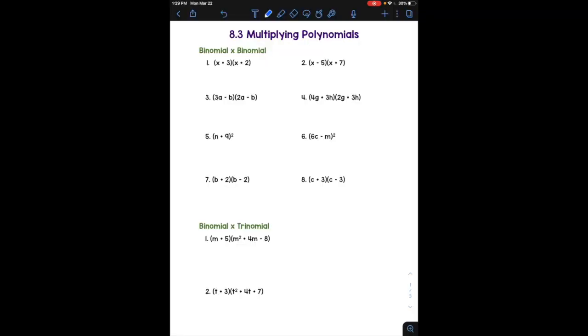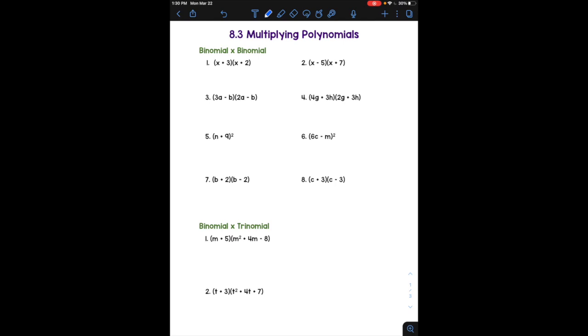Alright guys, today's lesson is on section 8.3, multiplying polynomials. In the first section, we are going to multiply a binomial times a binomial. So we are going to multiply an expression with two terms times another expression with two terms. The way that we're going to do this is we're going to have to distribute both terms in the first binomial by both terms in the second.